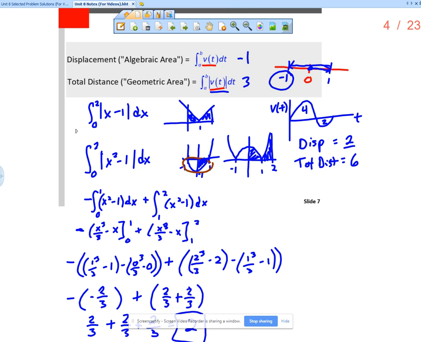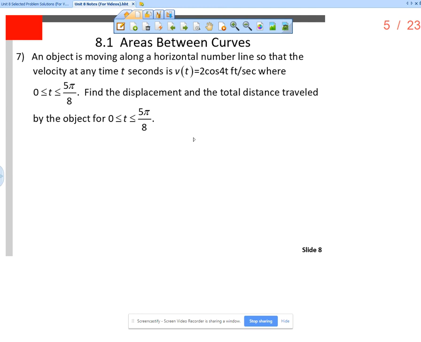All right, and so now on slide number 8. All right, slide number 8. An object is moving along a horizontal number line so that the velocity at any time, t seconds, is v of t equals 2 cosine of 4t feet per second, where t is between 0 and 5 pi over 8. Find the displacement and the total distance traveled by the object for t between 0 and 5 pi over 8. All right, so I have 2 cosine of 4t.